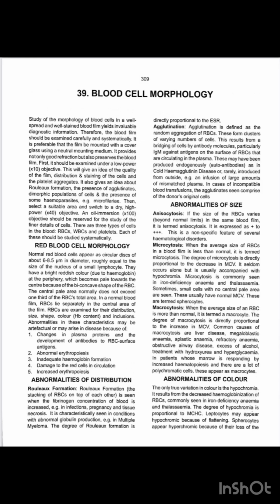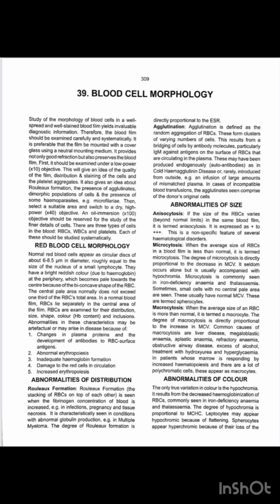Agglutination. Agglutination is defined as random aggregates of RBCs. There will be clusters of varying numbers of RBCs. This results from a bridging of cells by antibody molecules, particularly IgM, against antigens on the surface of RBCs that are circulating in the plasma.